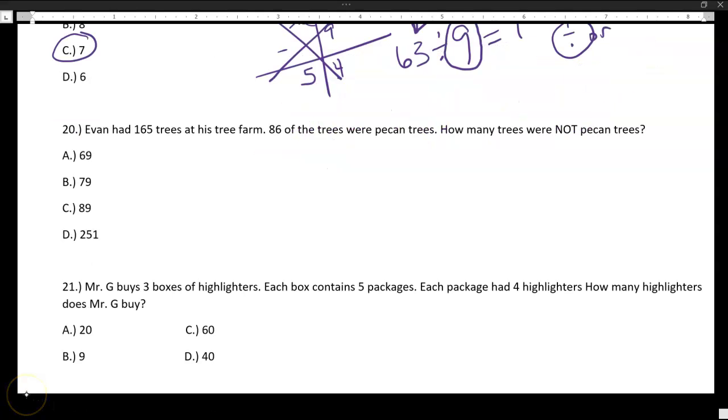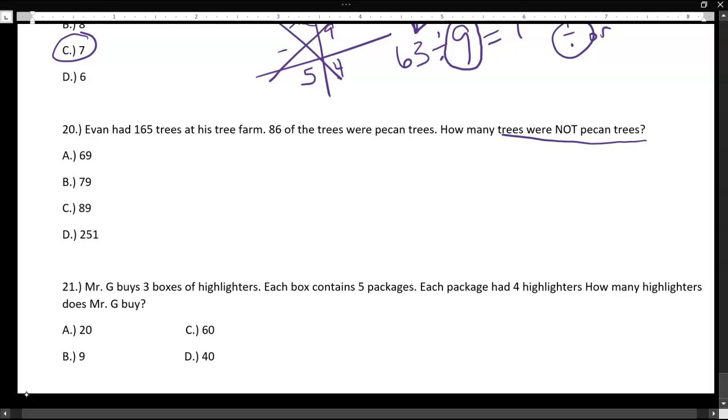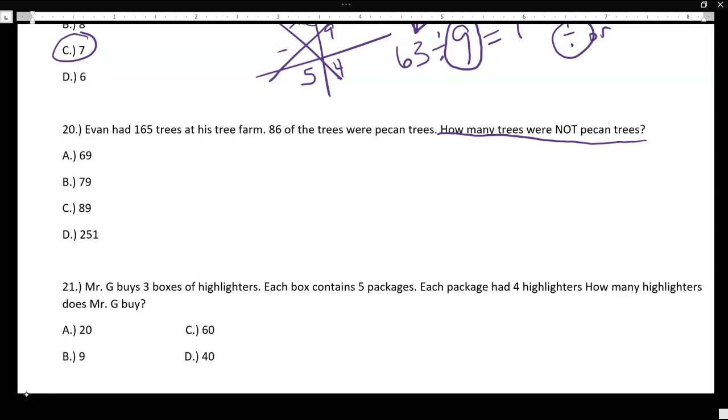Number 20. Evan had 165 trees at his tree farm. 86 of the trees were pecan trees. How many trees were not pecan trees? Clue in and underline the question. On your question mark, go backwards so you come to a capital letter or a period. Circle important information in the question.